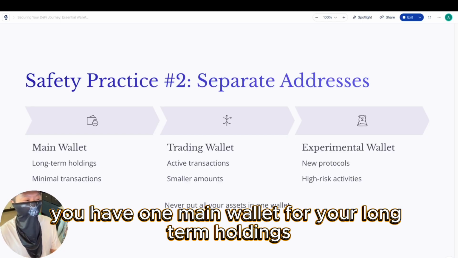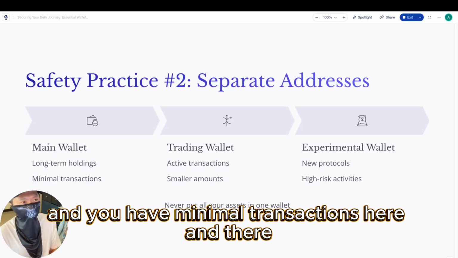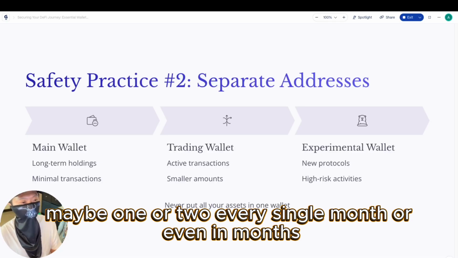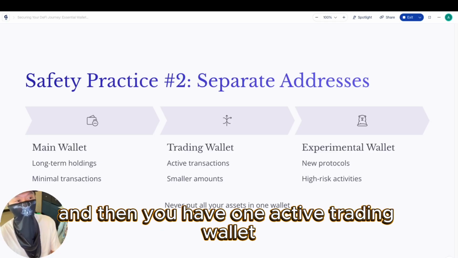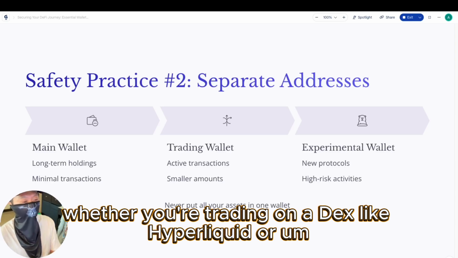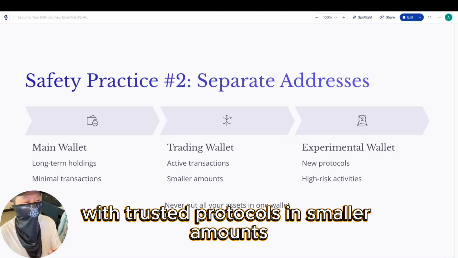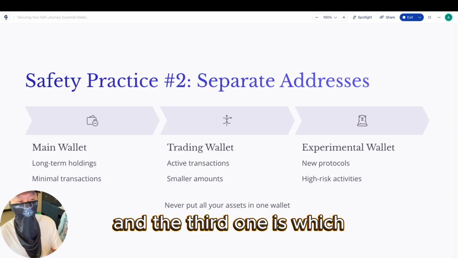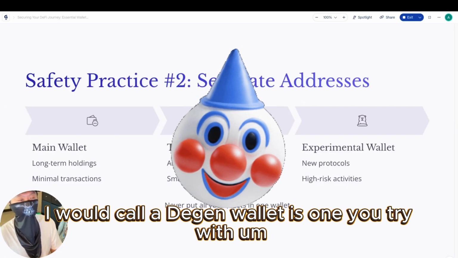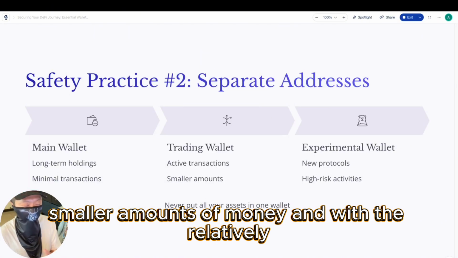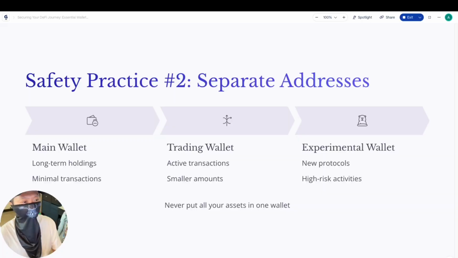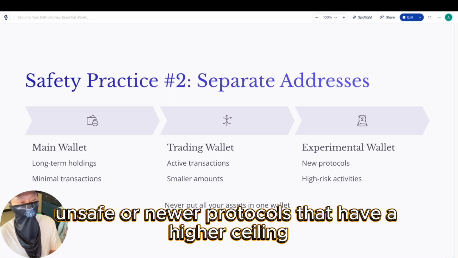You have one main wallet for your long-term holdings, and you have minimal transactions here and there, maybe 1 or 2 every single month, or even in months. And then you have one active trading wallet, whether you're trading on a DEX like Hyperliquid, or you're just making transaction loops every single day with trusted protocols in smaller amounts. And the third one, which I would call a degen wallet, is one you try with smaller amounts of money and with the relatively unsafe or newer protocols that have a higher ceiling.